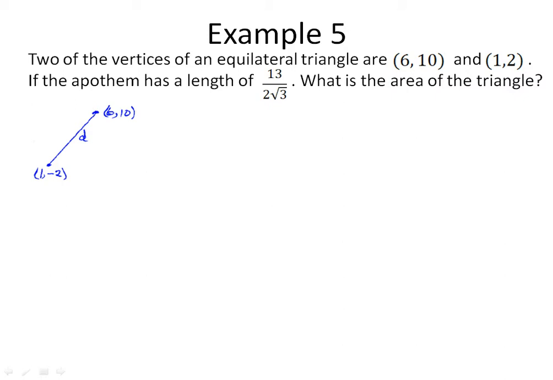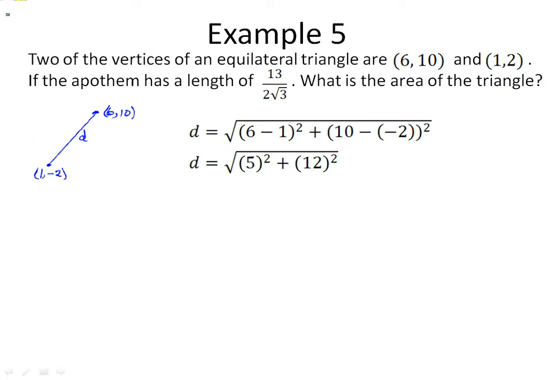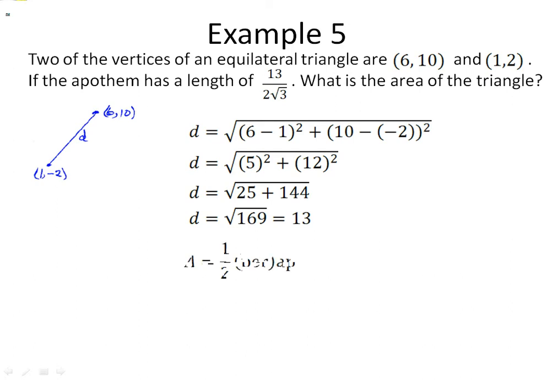Okay, but we can determine what the length of the side of the triangle is, which is given to us by the distance formula, which is equal to the square root of 6 minus 1 squared plus 10 minus negative 2 squared. Okay, that should be a negative 2 up there. Okay, so what this gives us is that the distance is equal to the square root of 5 squared plus 12 squared, which gives us 25 plus 144 and the square root of that. So the distance here is going to equal the square root of 169, which is 13.